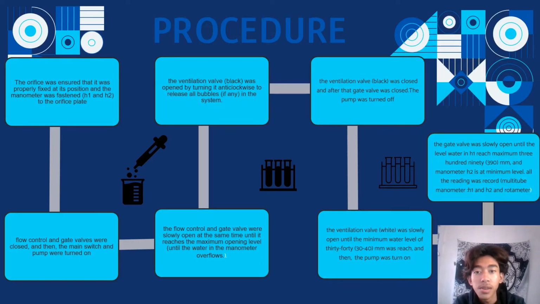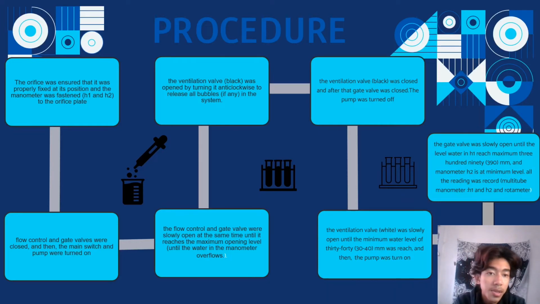For the fourth step, the ventilation valve, which is black, was opened by turning it anti-clockwise to release all bubbles, if any, in the system. This is to avoid parallax error during this experiment. For the fifth step, the black ventilation valve was closed, and after that the gate valve was closed and the pump was turned off. The sixth step is the white ventilation valve was slowly opened until the minimum water level of 30-40 mm was reached, and then the pump was turned on.